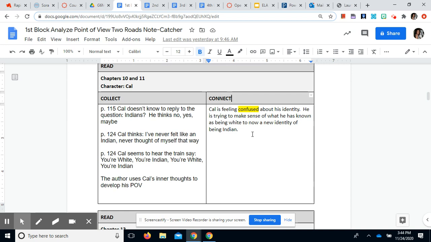On page 124, Cal thinks I've never felt like an Indian, never thought of myself that way. And then also on page 124, Cal seems to hear the train say, you're white, you're Indian, you're white, you're Indian. And we identified that the author is using Cal's inner thoughts to develop his point of view.